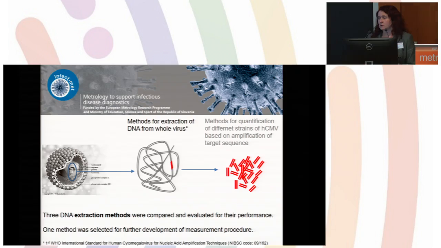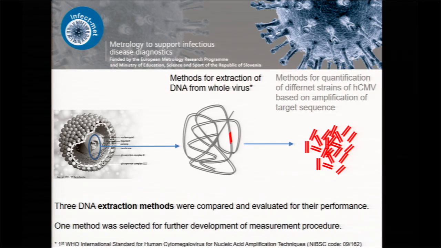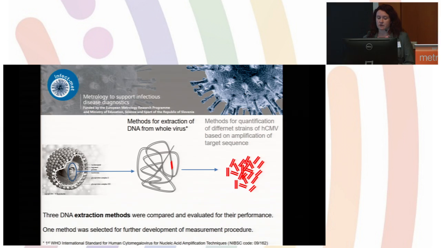So we were interested, what are the reasons for such big differences in results? And we looked at two steps that are necessary for quantification of the virus. The first step is extraction of viral DNA, of the viral genome, and the other step is amplification of specific target sequences, which we can then measure and, based on that, quantify the virus. We compared 3 different extraction methods, and we observed already in this step that there are quite some differences between the methods, and we selected one of the methods to use for further development of the measurement procedure.